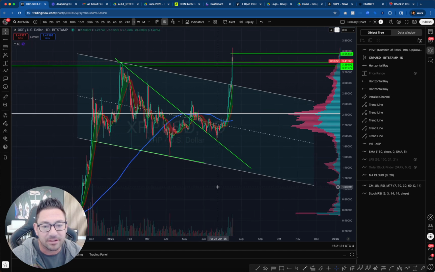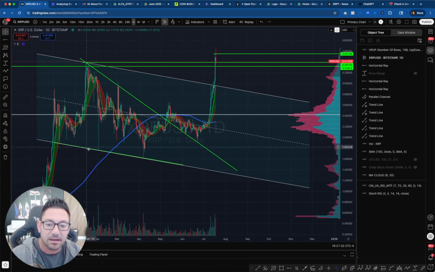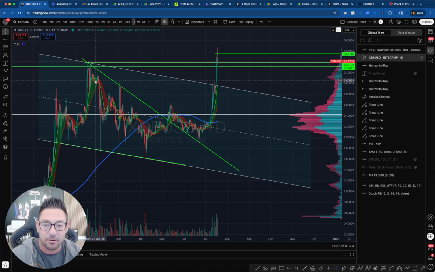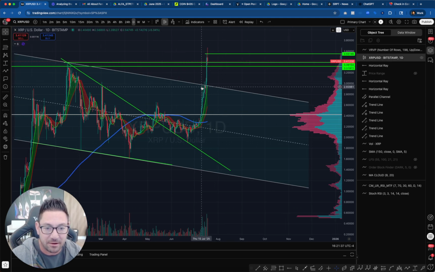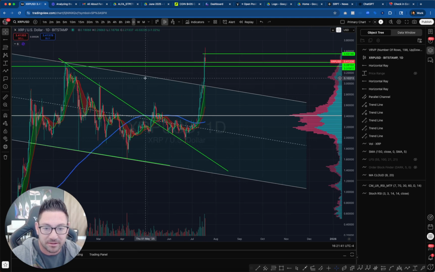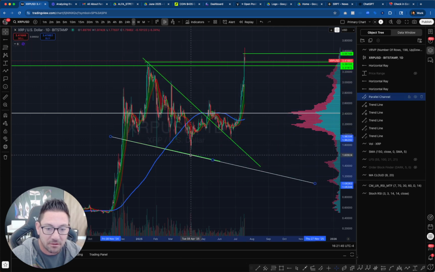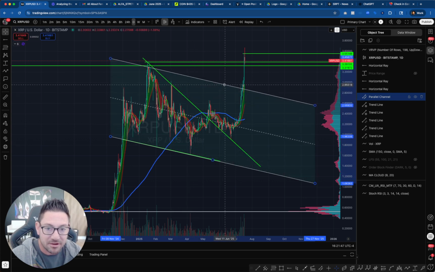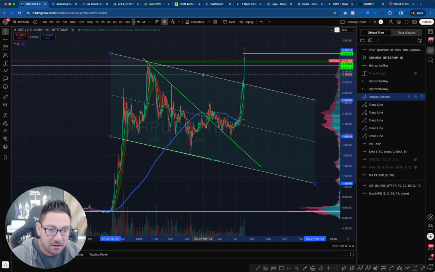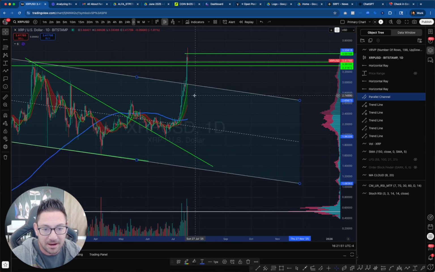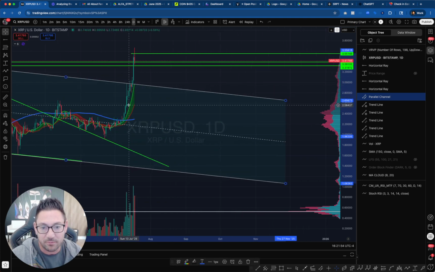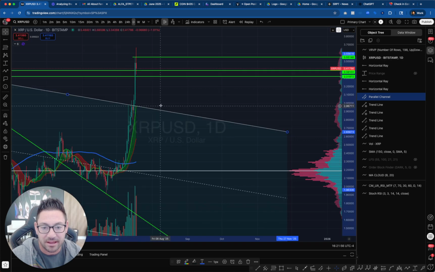So the other way you can look at this is inside this parallel, right? So we came up, and you can see how I created off this bottom, dragged it up. If you get your parallel tool and you start down here, you take those bottoms and just drag up to that high there, and then you'll see we came up, we tested it, wicked down, and then consolidated, and then finally went through it.